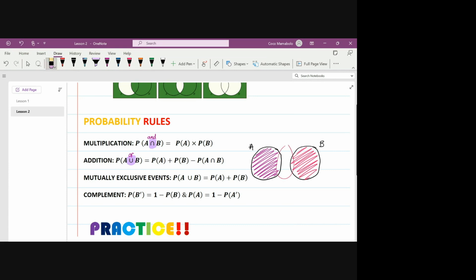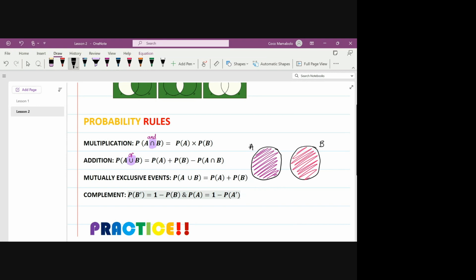So if these two events are mutually exclusive, there's no need for me to minus anything because they don't have any intersection. We didn't even count the intersection twice. We didn't count it at all. So there's no need for us to minus any of the intersections.